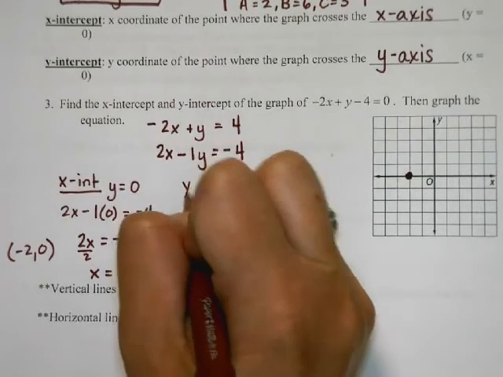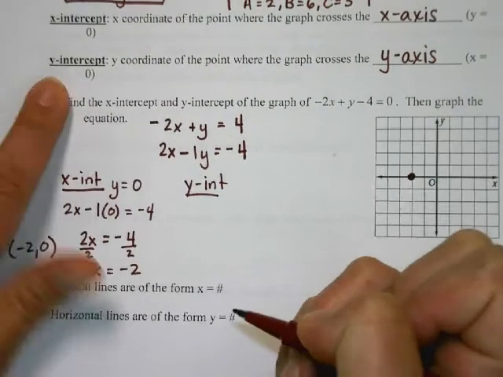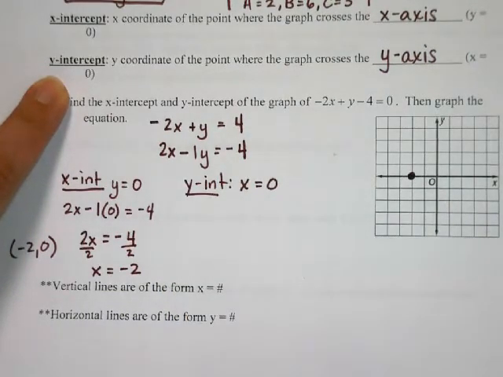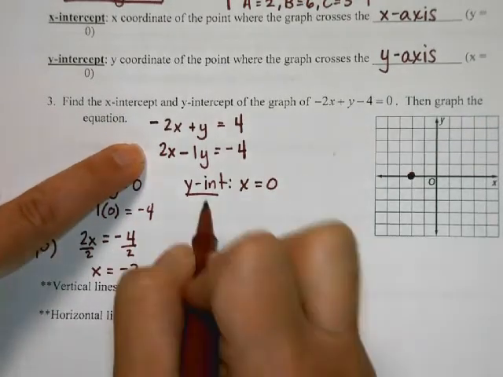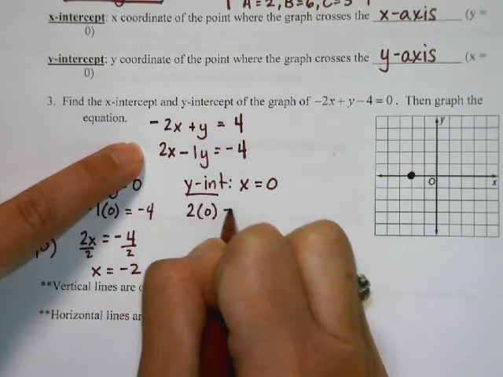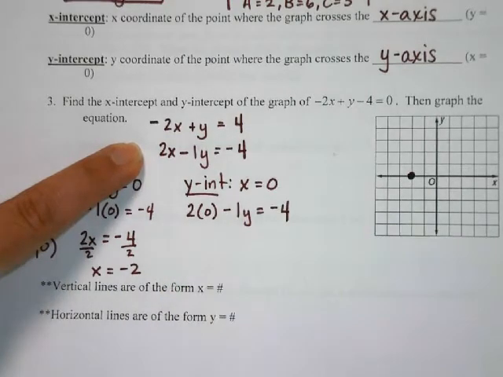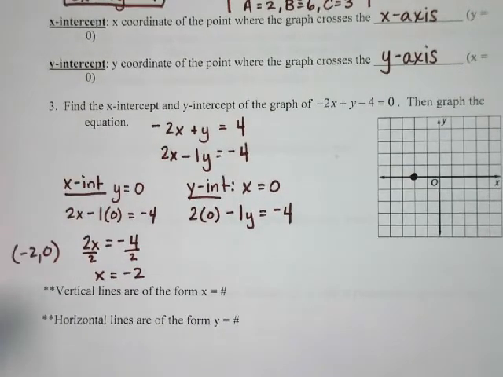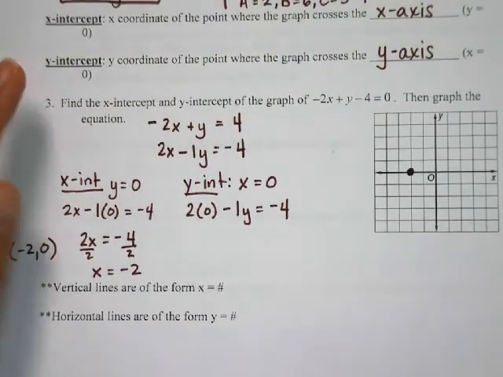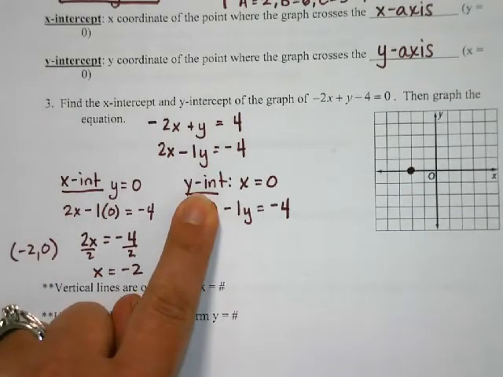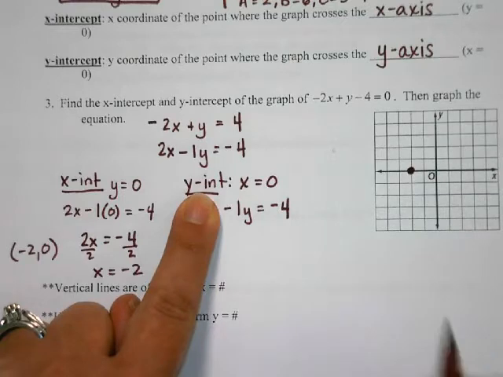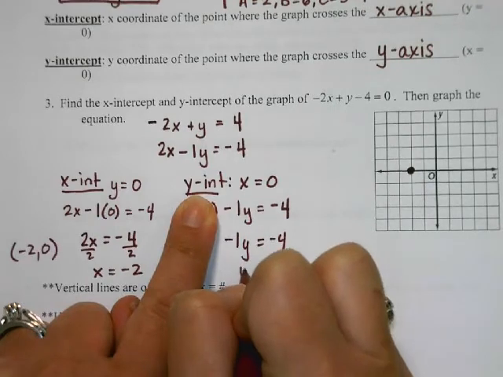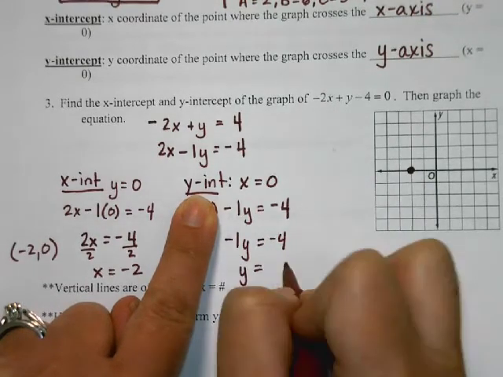Okay, my y-intercept. My y-intercept says my x is equal to 0. I'm going to plug 0 into my equation where x is. 2 times 0 minus 1y is equal to -4. Again, I'm multiplying by 0, so it's going to stay 0, and then it's going to go away. So I'm going to cover it up. So I have -1y is equal to -4. Divide by -1, so y is equal to +4.